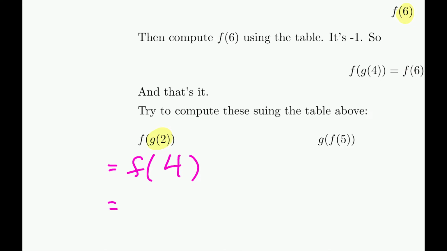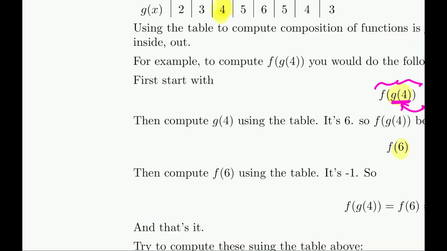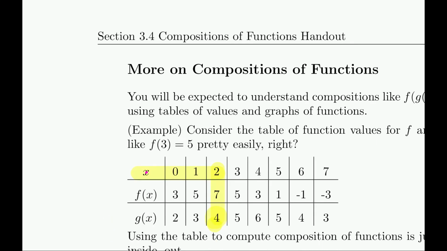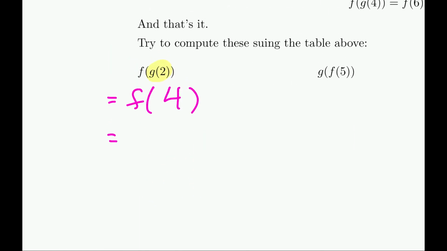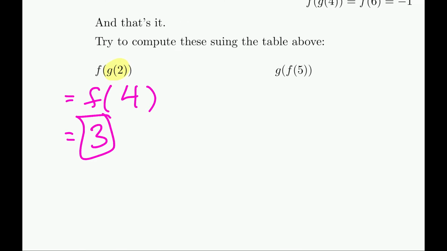So we need to look f of 4 up in the table. You forget about what we did, f of 4. So we go over to 4, down to f. And we're at 3. That's the answer. Let's do one more here.